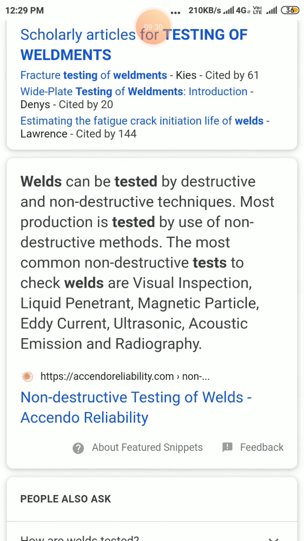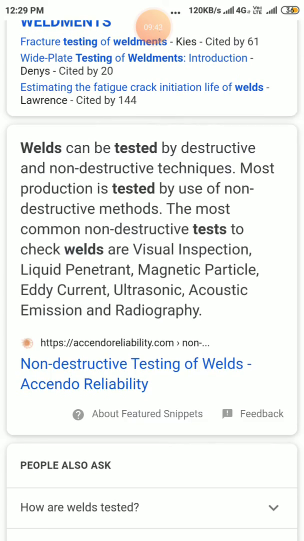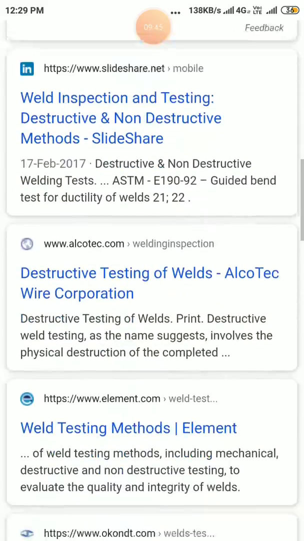Weld can be tested by destructive and non-destructive techniques. Most production is tested by use of non-destructive methods. The most common non-destructive tests to check weld are visual inspection, liquid penetrant test, magnetic particle, eddy current, ultrasonics, acoustic emission, and radiology.